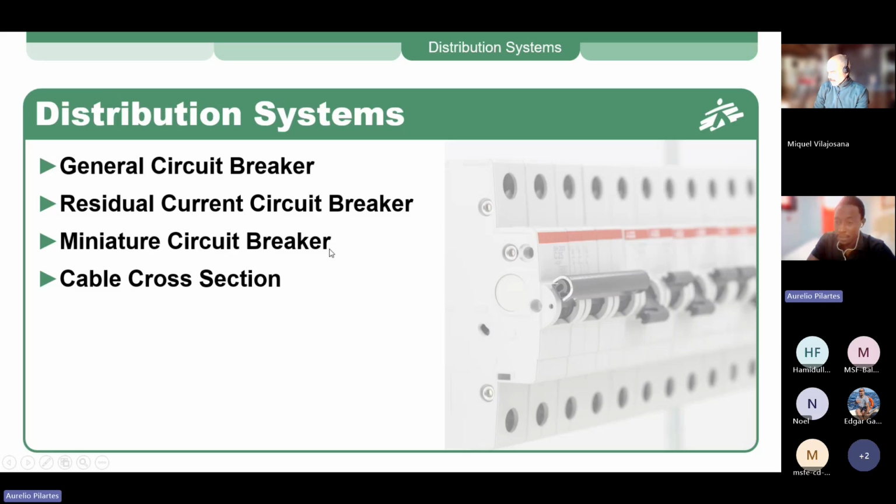And the miniature circuit breaker, in terms of functionality, does the same thing as the general circuit breaker. The only difference is that this one will be put on a specified circuit, not on the whole installation, but it's basically the same.